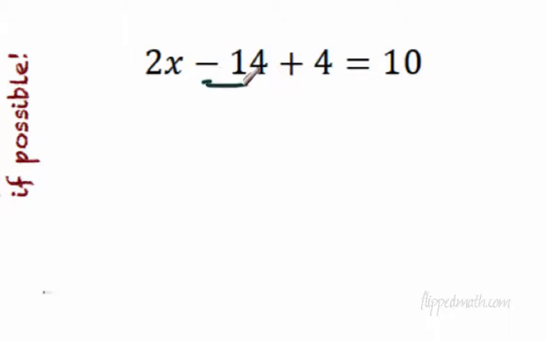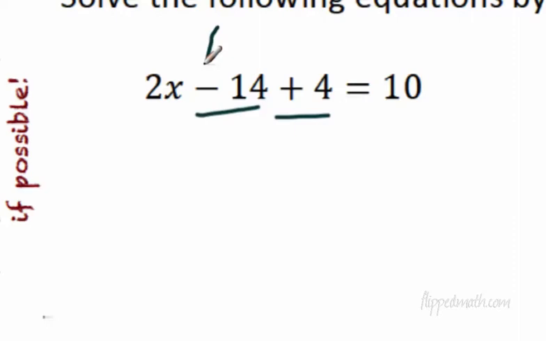Like these guys can go together. That's a negative 14 and a positive 4. You can add those two together first. So before we start doing anything to both sides, before you start solving, actually, it's kind of solving in itself, but we're just simplifying here. We have a negative 14 plus 4.